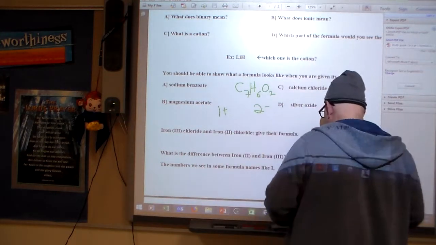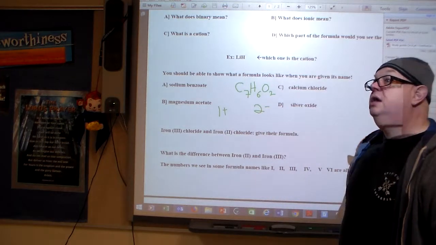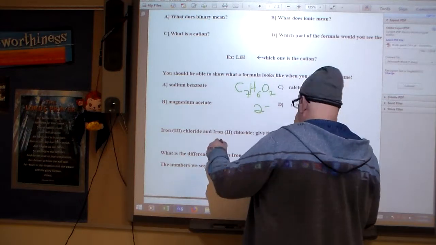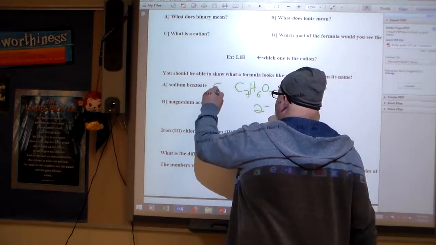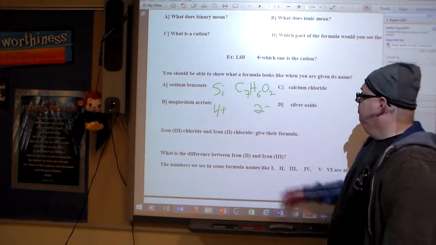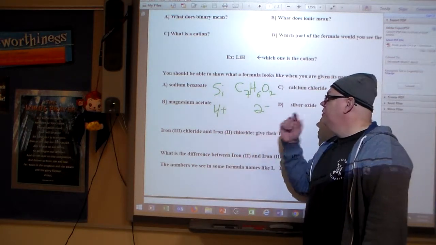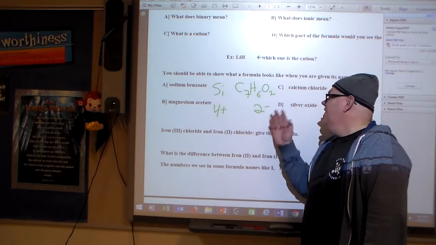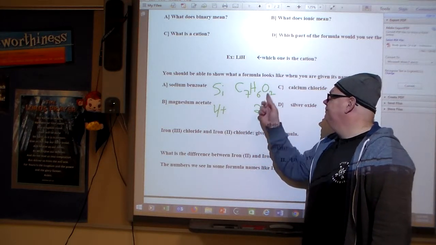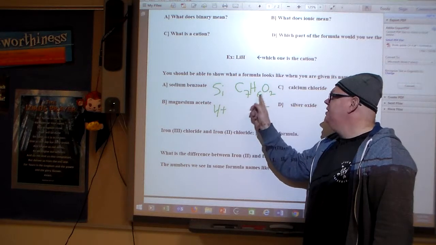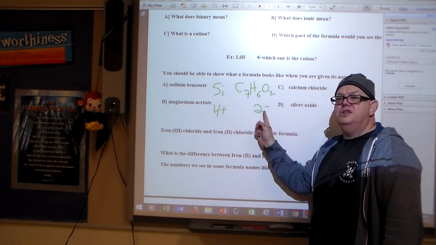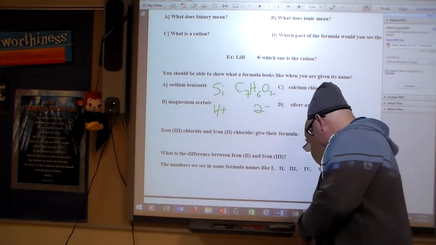Now, what if this was something else, like silicon benzoate? With silicon, you can look it up and you find, it's an Si, but it has a 4+ charge. So 4 and 2, how do we do that crisscross method? Now that's not going to work as well, but what you do notice is that we're going to need 2 of these, because 2 times -2 gives us -4, with the +4 equals 0.